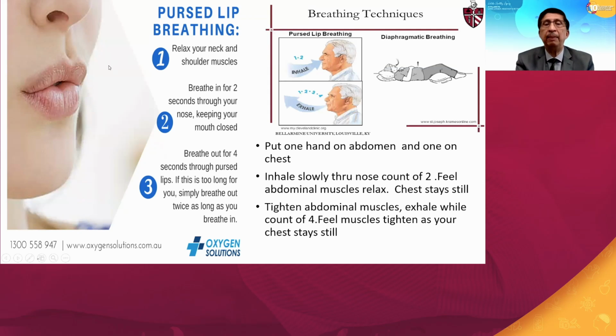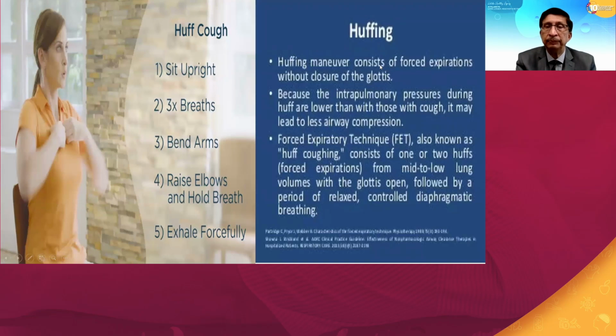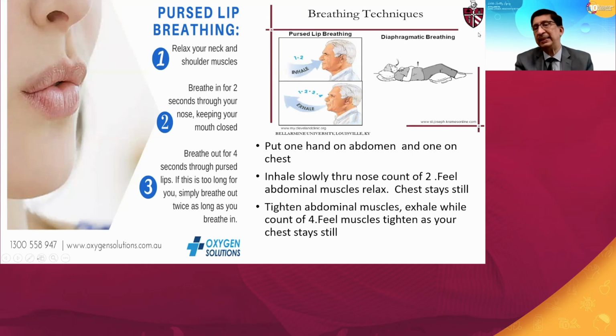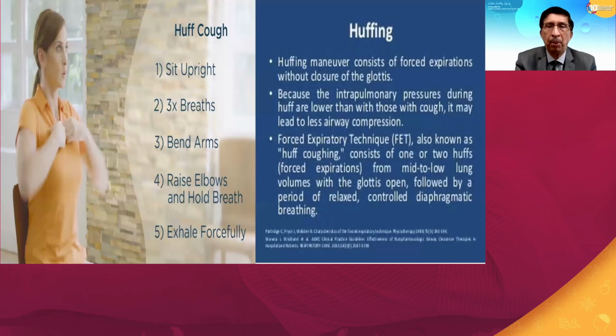And this pursed lip breathing is combined with what we call diaphragmatic breathing, with one hand on the abdomen, inhale through the nose, tighten the abdominal muscles, keeping the chest muscles still, and then you slowly blow out. So these exercises are very important.